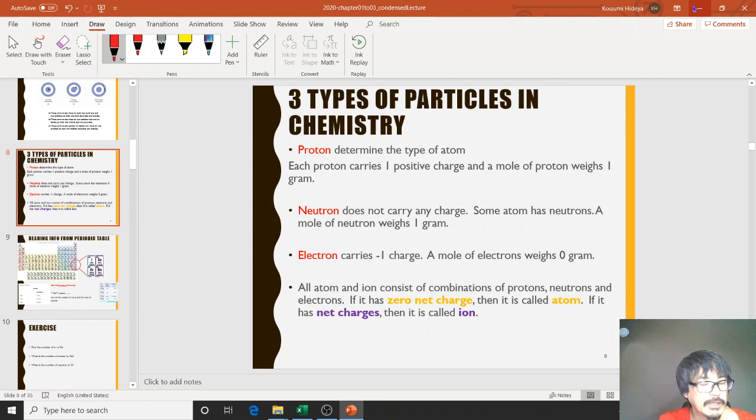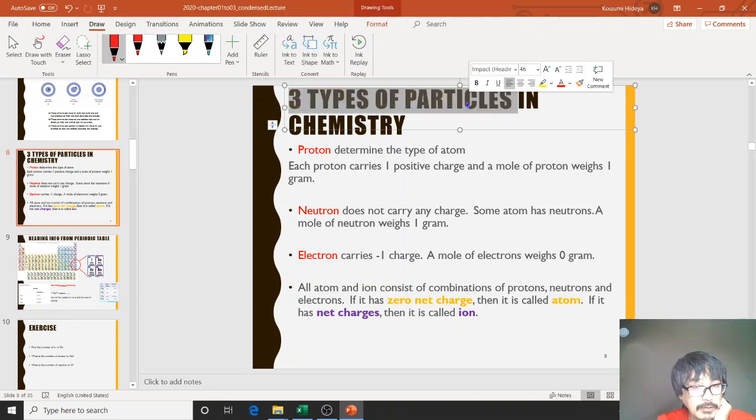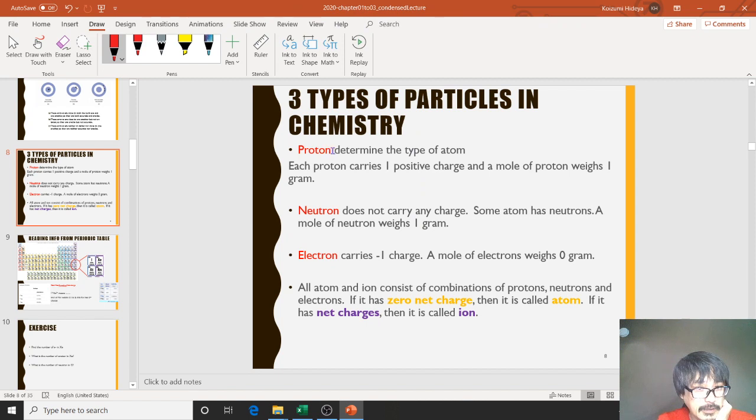Alright, so let's do the second part here. In chemistry, we're dealing with only three types of particle. They're actually proton, neutron, and electrons.